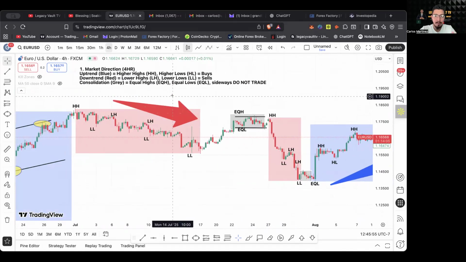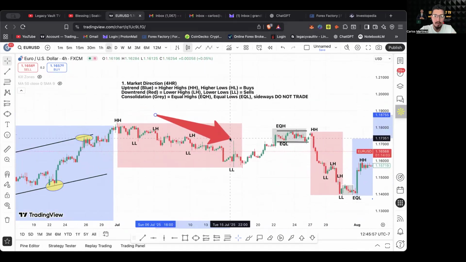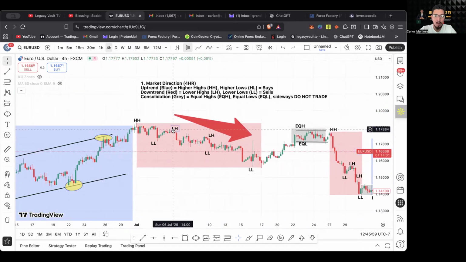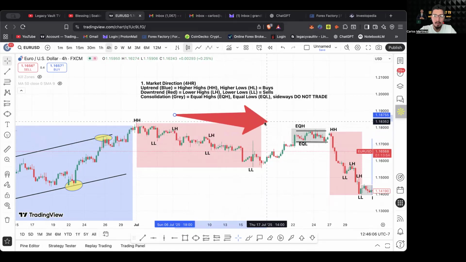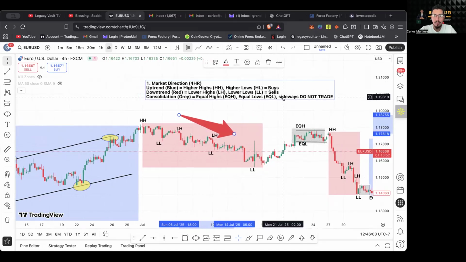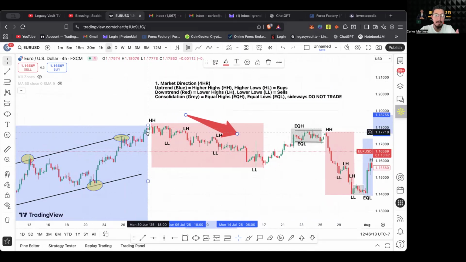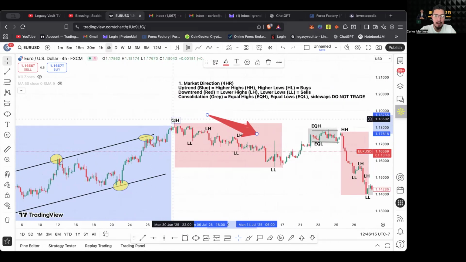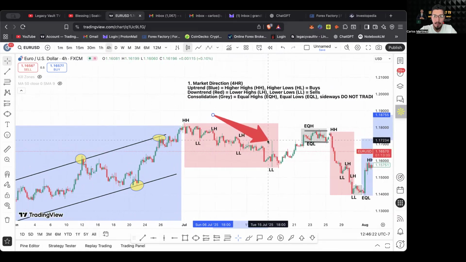Here we've seen a downtrend on Euro USD because we see lower lows and lower highs. So whenever you see a market change direction from higher high to lower high to lower low, lower high, you're seeing a downtrend in the market, meaning that sellers are taking over.